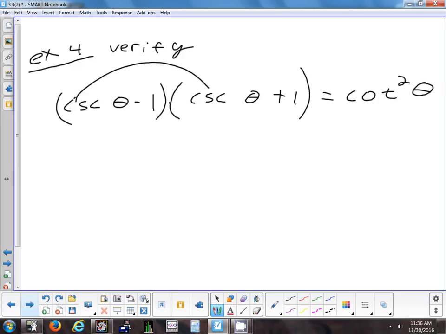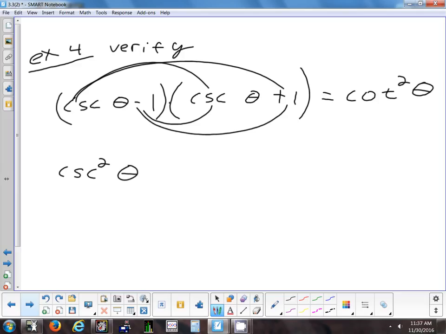Okay. What's cosecant times cosecant? And then cosecant times 1? Cosecant times negative 1. So positive cosecant, negative cosecant. That's going to cancel out. Okay. And the last thing is negative 1 times positive 1 is negative 1. Okay. So now I'm left with cosecant squared minus 1.